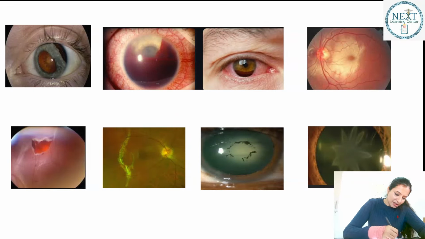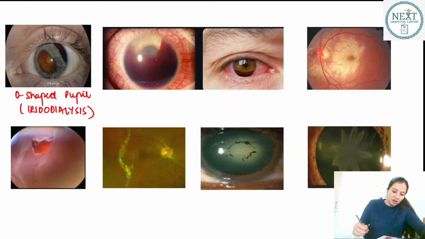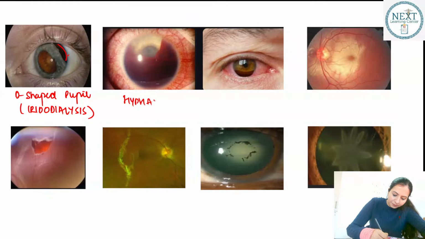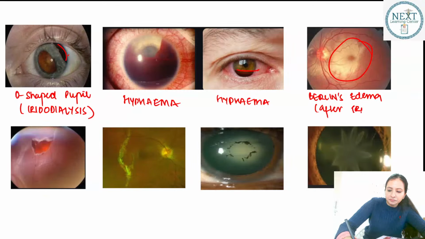What are the images? This is your D-shaped pupil, and this is known as iridodialysis, separation of the iris from its root. This is hyphema. This is again hyphema, that is blood in the anterior chamber. This is what you call Berlin's edema. You can see a cherry red spot here. This is occurring after trauma.